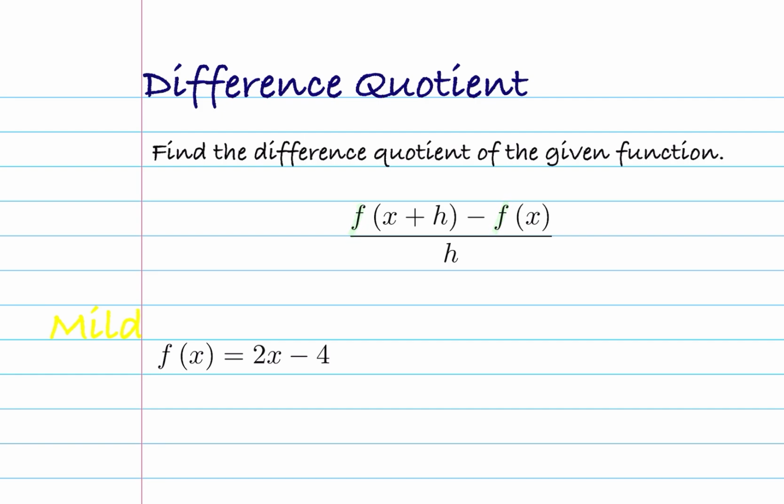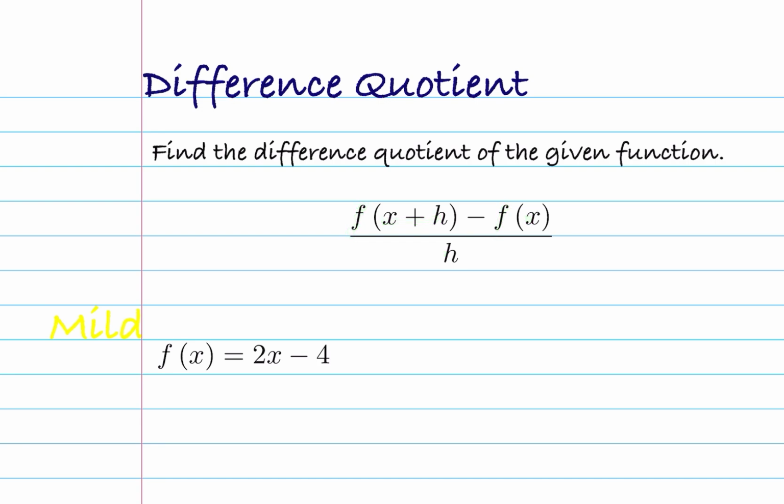So whether we are using a function f of x, like we are in this example, or we are using g of x or h of x, it doesn't matter. What matters is we are going to use that function and find the f of x plus h, the f of x, and then put it all over h. Okay, I do this in 3 steps.